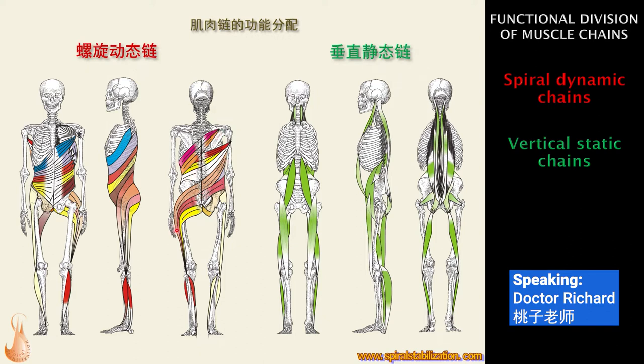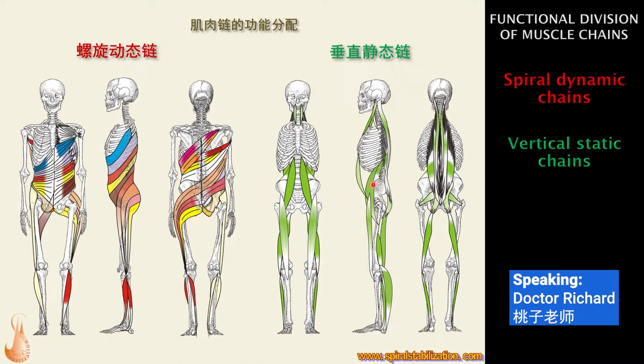We activate these spiral muscle chains' collaboration during motion, and we should relax the vertical chains that we use for stability, for quiet. The vertical muscle chains mainly work in static posture. During motion we should activate the spiral chains more, which inhibits and relaxes the vertical chains.